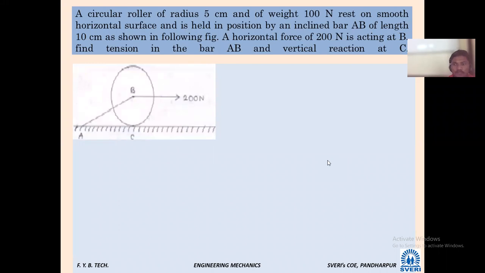All of you just read the problem statement. It is a somewhat lengthy problem statement. You can see a circular roller whose radius is 5 centimeter, and a weight of 100 Newton is given, resting on a smooth horizontal surface and held in position by an inclined bar AB of length 10 centimeter as shown in the figure. The horizontal force of 200 Newton is acting at B. Find the tension in the bar AB and vertical reaction at C.